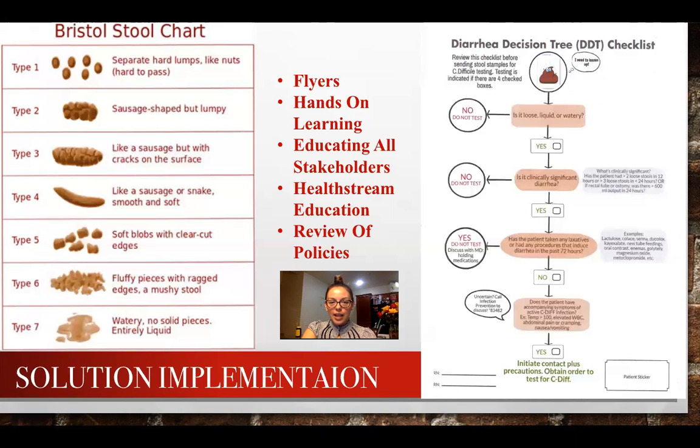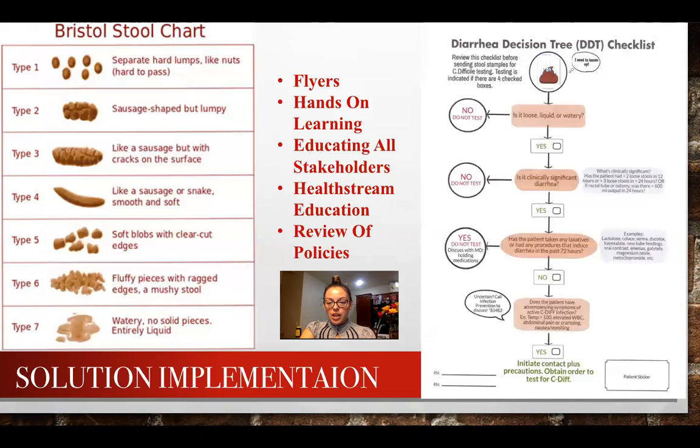Has the patient taken any laxatives or had any procedures that induce diarrhea in the past 72 hours? If they do, you don't send the test, but you do discuss with the physician about holding those medications to see if it's true C. diff or if it's just that medication causing the diarrhea. Like lactulose, K-oxalate, we know, Colace.